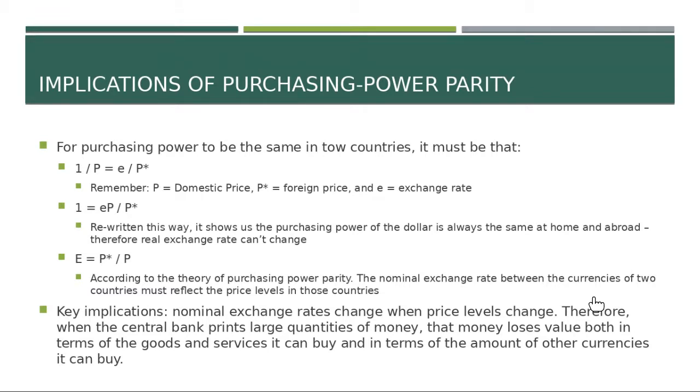So according to the theory of purchasing power parity, the nominal exchange rate between the currencies of two countries must reflect the price level in those countries. There's key implications here. Nominal exchange rates change when price levels change. Therefore, when the central bank prints large quantities of money, that money loses value both in terms of goods and services it can buy and in terms of the amount of other currencies it can buy.